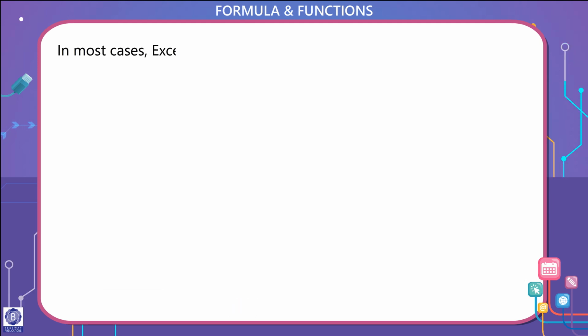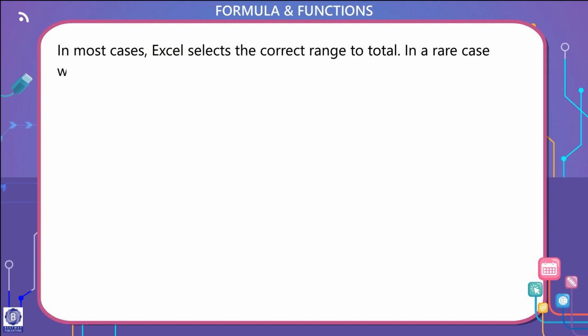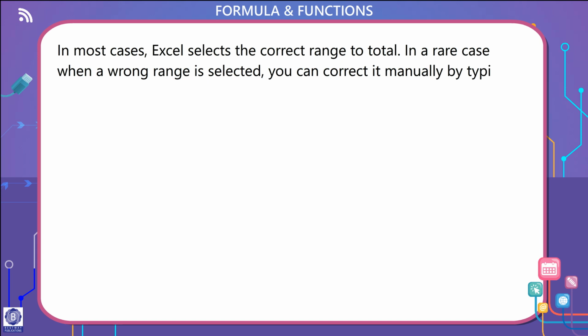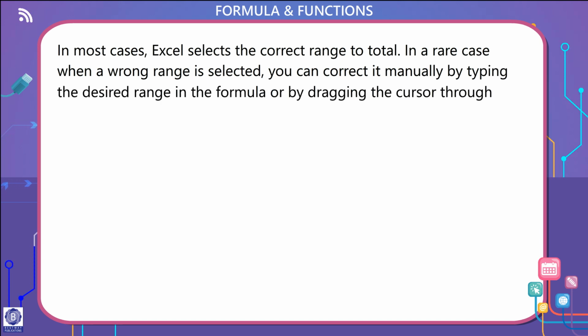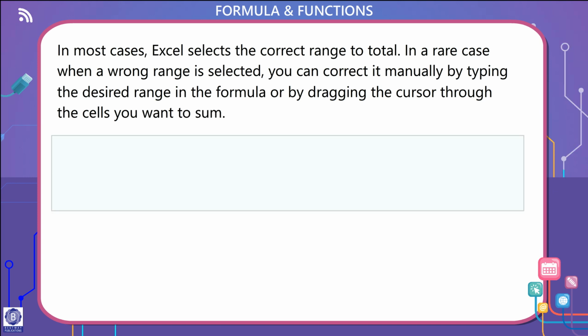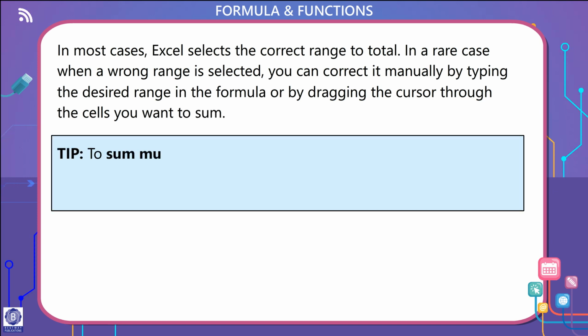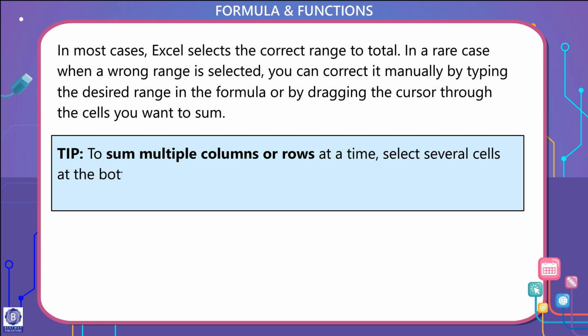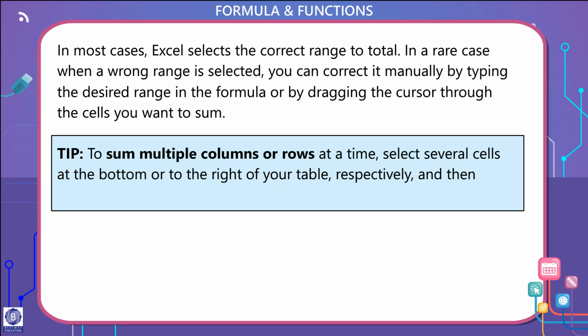In most cases, Excel selects the correct range to total. In a rare case, when a wrong range is selected, you can correct it manually by typing the desired range in the formula or by dragging the cursor through the cells you want to sum. Tip: to sum multiple columns or rows at a time, select several cells at the bottom or to the right of your table, respectively, and then click the AutoSum button.